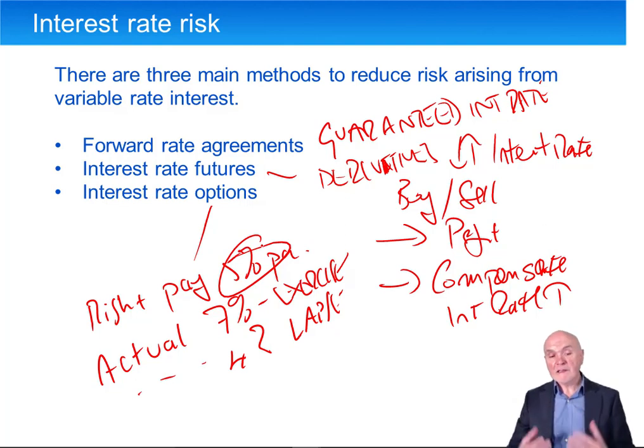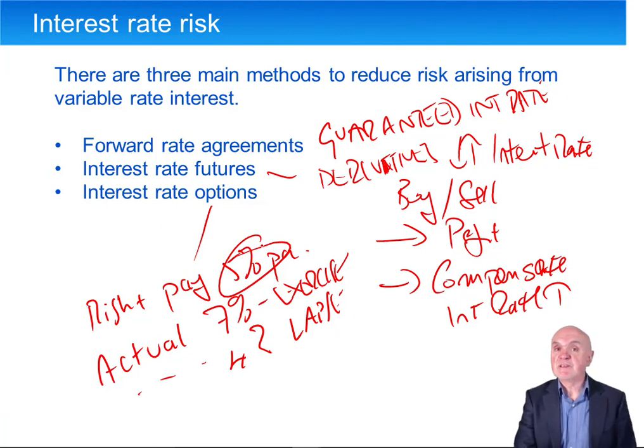So there are ways here of insulating ourselves against variable interest rates going up and down. And again, the name of the game is to give certainty, not to guarantee you the best possible interest rate that you could ever expect to get.